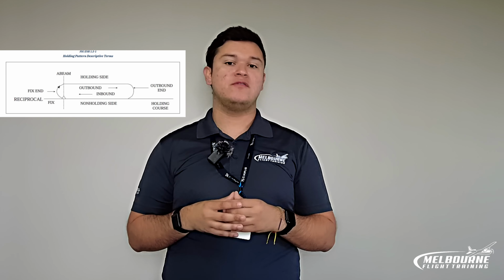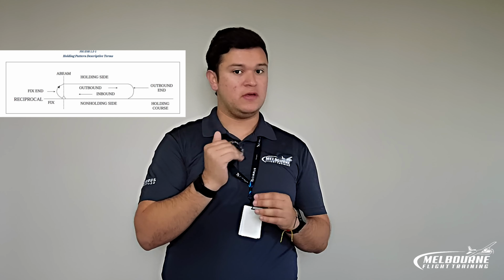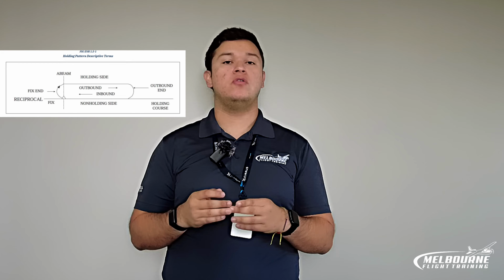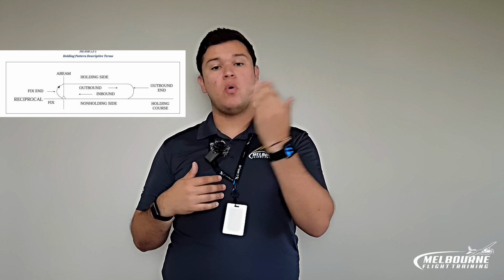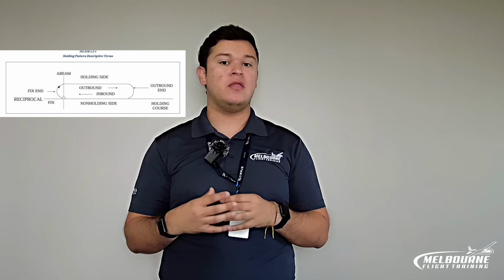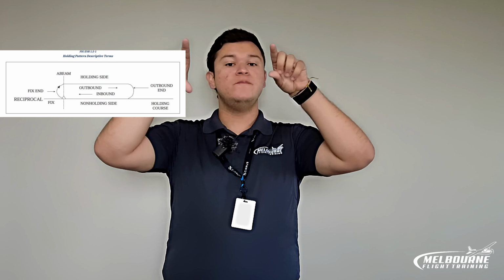After the holding fix, we have an inbound leg, which is when we are flying towards the fix, and an outbound leg, where we are flying parallel to the inbound leg, away from the fix. Then you have your outbound end and your holding fix end, which is when we are doing those turns.